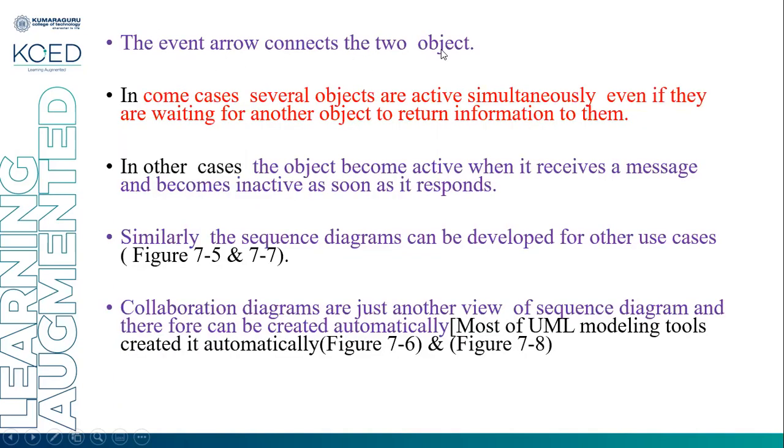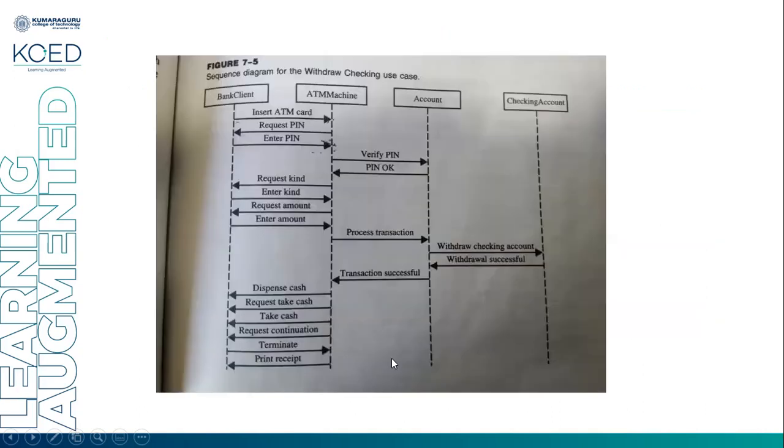The events are connected to objects. In most cases, several objects are active simultaneously, even while they are waiting for another object to return information to them. In other cases, the object becomes active when it receives the message and becomes inactive as soon as it responds to the message. Similarly, the sequence diagrams can be developed for other use cases. In forthcoming slides, we have use cases from 7.5 to 7.7. The collaboration diagrams are just another view of the sequence diagram, and therefore can be created automatically. Most UML modeling tools create the collaboration diagram automatically. So 7.6 and 7.8 are collaboration diagrams.